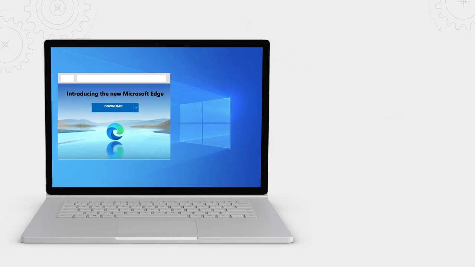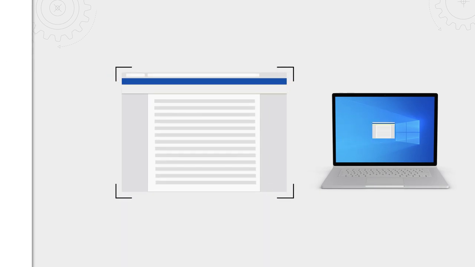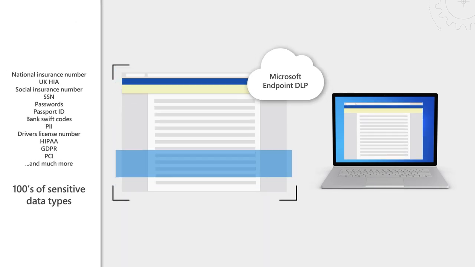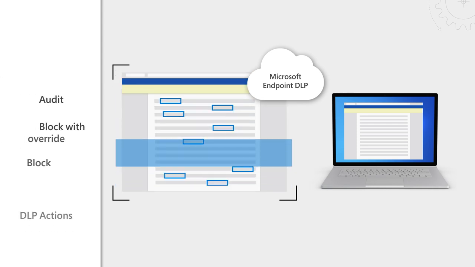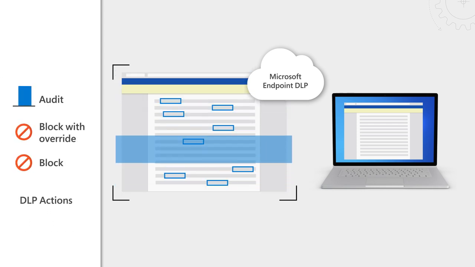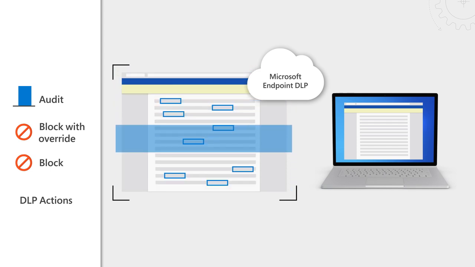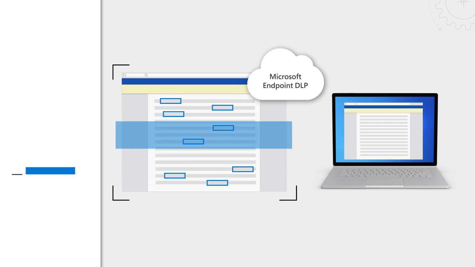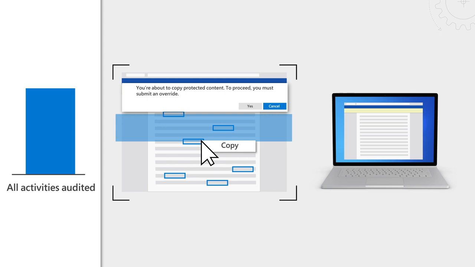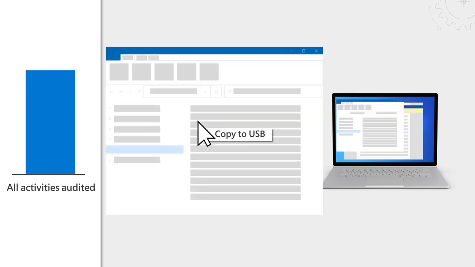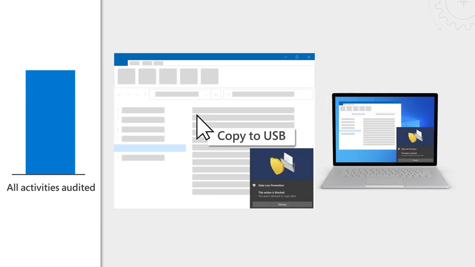Importantly, it's capable of scanning content to discover hundreds of types of sensitive data with built-in templates available for common industry regulations. And you can assign granular actions to be taken upon the discovery of content based on the sensitivity of the data and the context of use, such as audit, where the action is just recorded, block with override that allows the user to proceed once acknowledging the risk, or block outright, which ensures that users are warned and blocked from going any further.